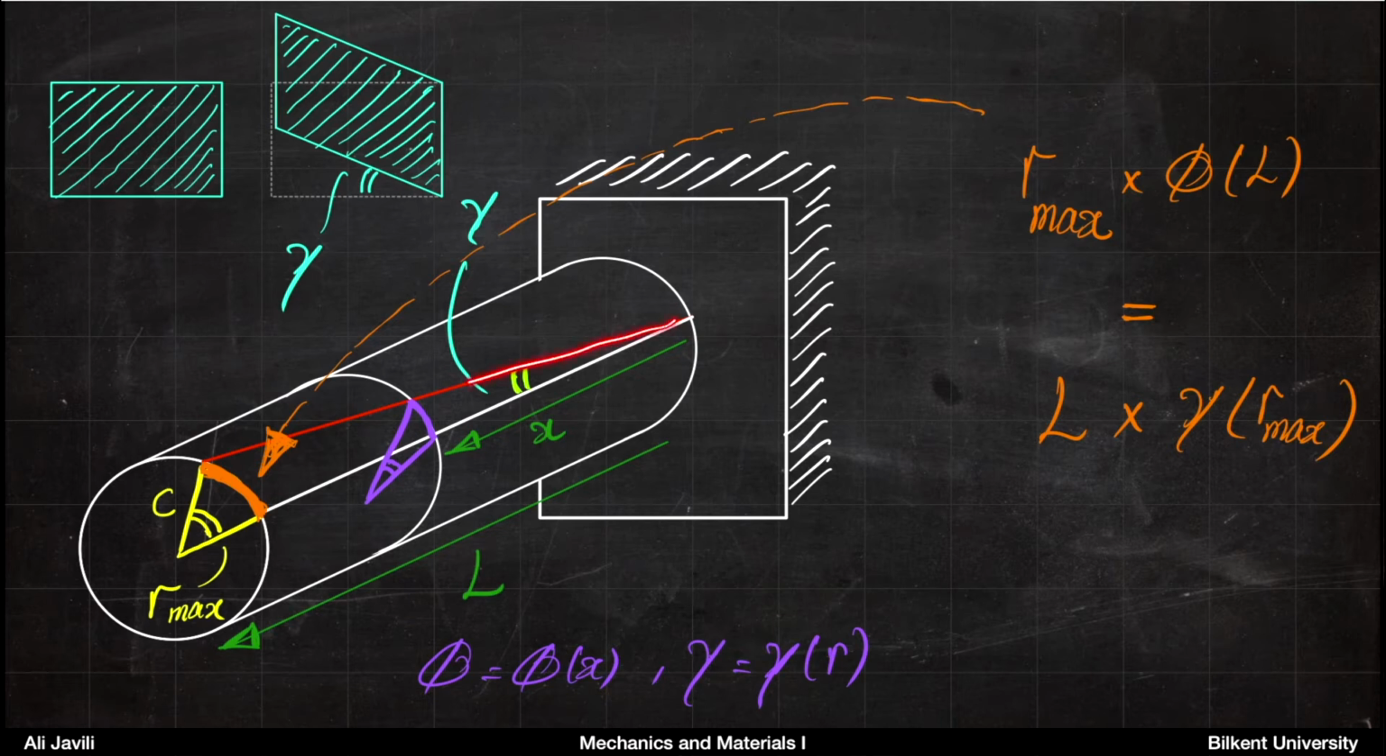equals, now if you look at this other triangle here, you can see that it would also be equal to L, the distance, times the shear strain, the angle gamma. And if we look at the arc at the end, that gamma would be also gamma at R max. This relation is extremely important, as we will see in the following.